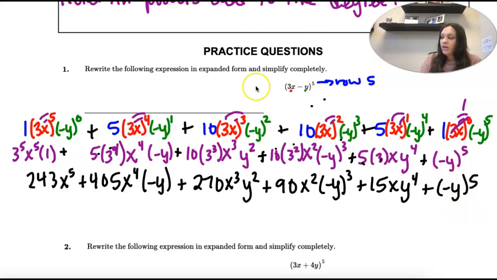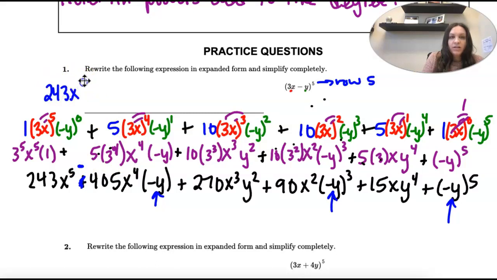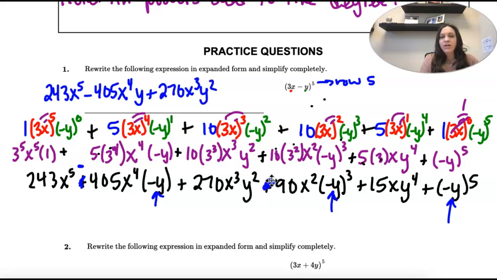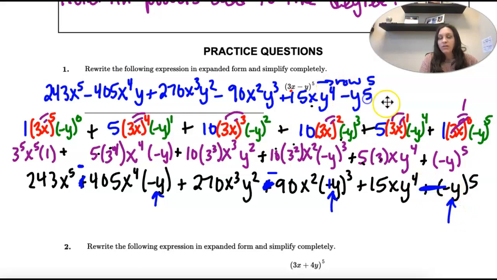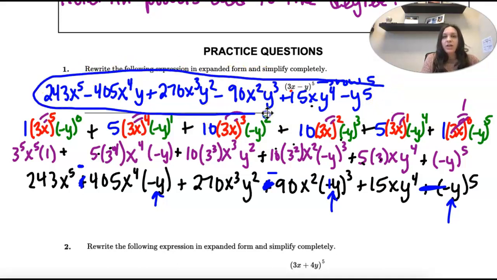Okay, so to figure out our answer here, we just need to get rid of these negatives. So what that's going to do is we're going to put the negatives here. So our answer is 243 x to the fifth minus 405 x to the fourth y. We're just moving the negative. Plus 270 x cubed y squared. This negative we're going to move here and make that a positive, so minus 90x squared y cubed plus 15x y to the fourth, and then same thing, that will just be a minus y to the fifth. It's a lot of typing in, but that would be your final answer.